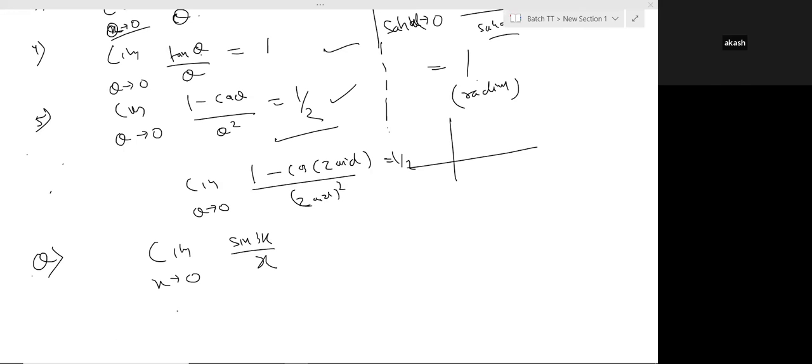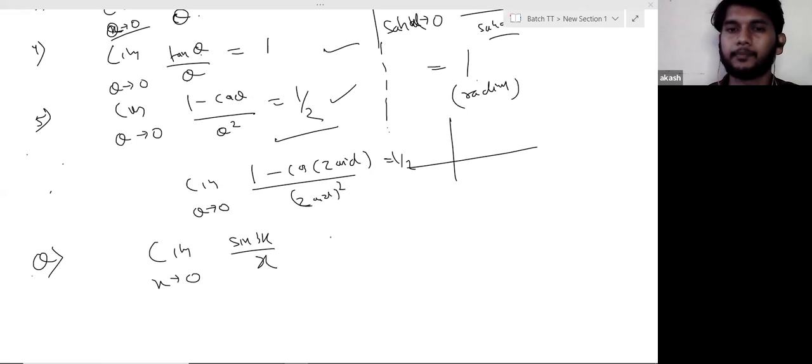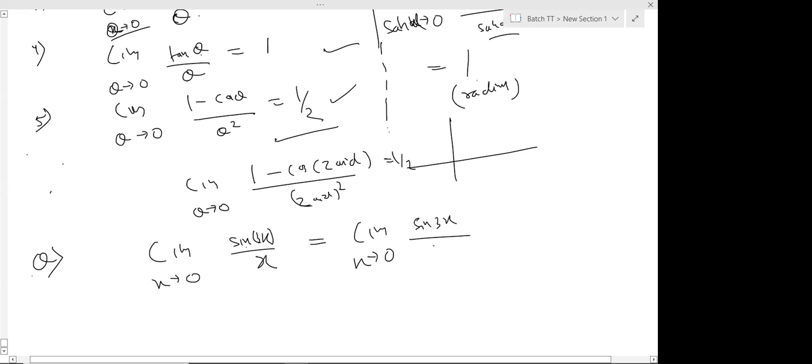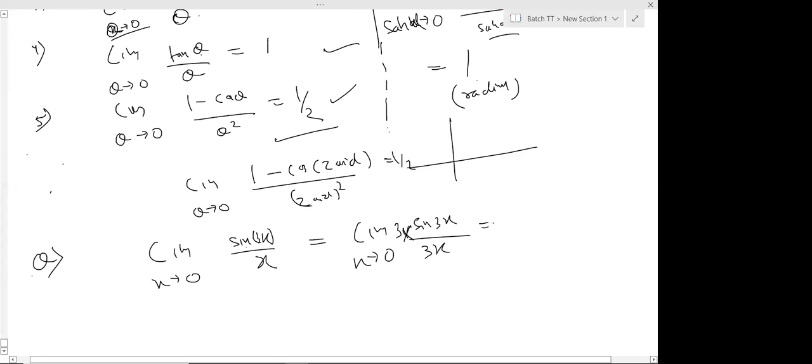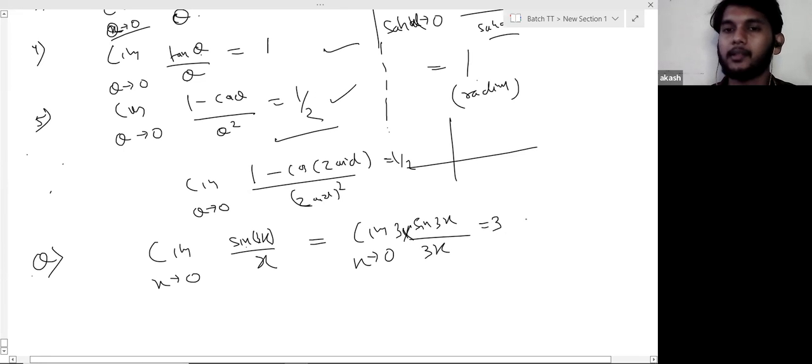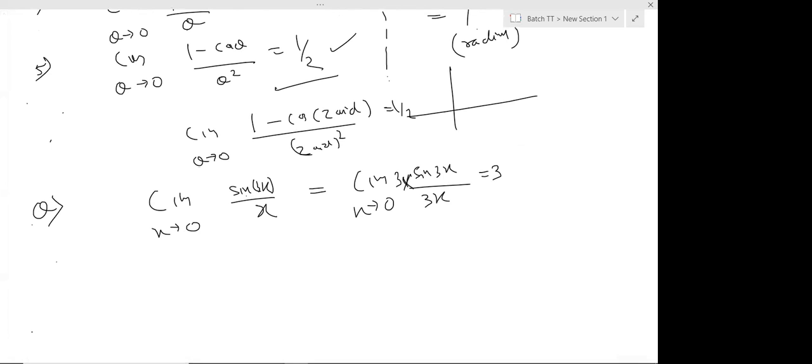Aman, are you able to solve this? Look at the formula: sine 3x means here theta is 3x. So what do we need in the denominator? 3x. But we have x, so to make it 3x, we can multiply and divide by 3. Yes or no? Yes, sir. So this becomes 1, and 3 comes outside. Answer is 3. Very simple. Next question.